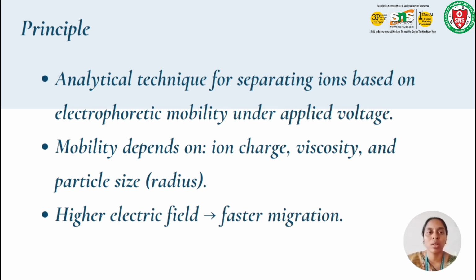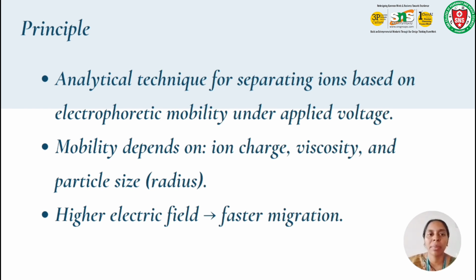So electrophoresis actually means the migration of ions under the influence of electric voltage, and the migration depends on the sample's ionic charge. If the sample has more ionic charge, it will move at a faster rate, and if the viscosity of the sample is less, it will move at a faster rate. But if the viscosity is more, then the migration will be affected, and the particle size is also a factor. If the particle size of the sample is more, it will move at a slower rate, but if the particle size is less, it will move at a faster rate.